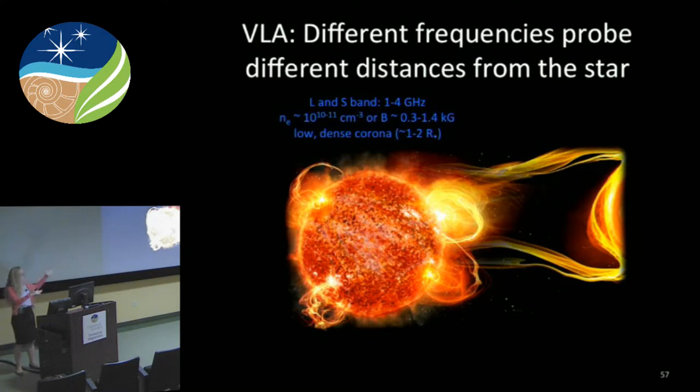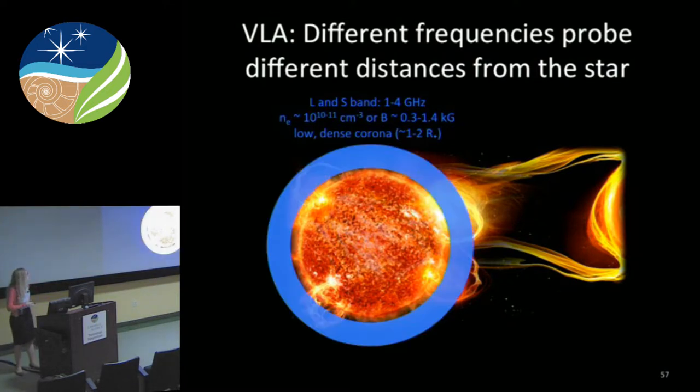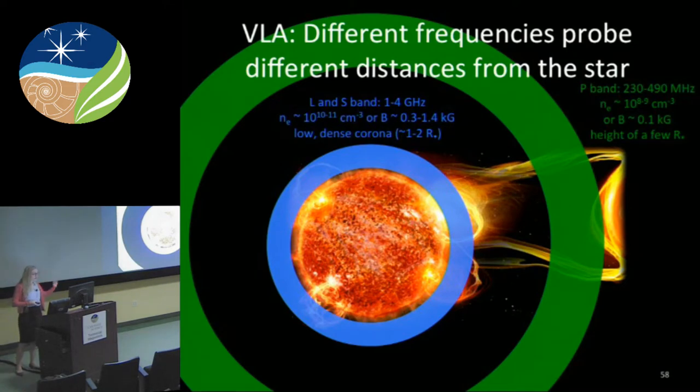Now, while solar plasma emission from CMEs occurs at hundreds of megahertz and below, we expect it to occur at higher frequencies in these stars due to the large density that has been observed in the coronae of these stars. So 1 to 4 gigahertz would give us emission from the corona of the star close to the star, whereas the lower frequencies, 230 to 490 megahertz that we observed, would give us emission from sources at a few stellar radii.